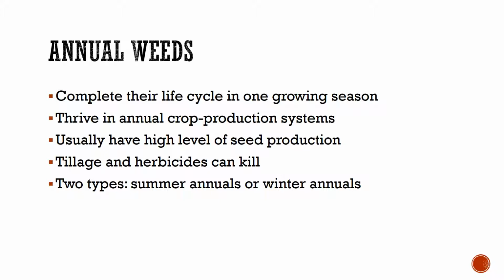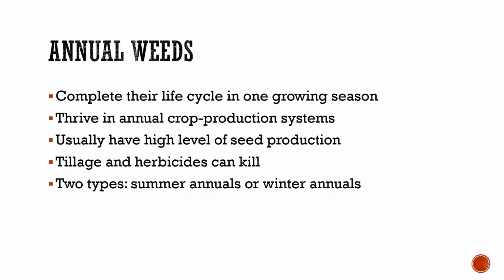So just like in the plant production world, an annual completes its life cycle in one growing season. These types of weeds really can invade crop production systems, and we see that at all levels of field crop production. They have a high level of seed production, so that's why they're able to invade fields. And unfortunately, there are a couple of ways that we can protect our crops by managing these annual weeds.